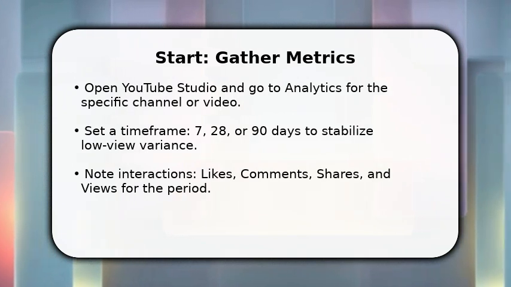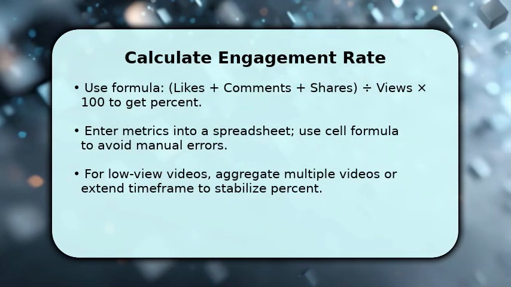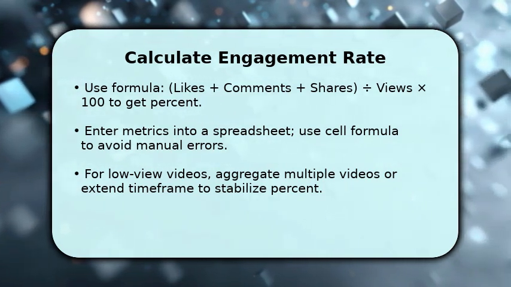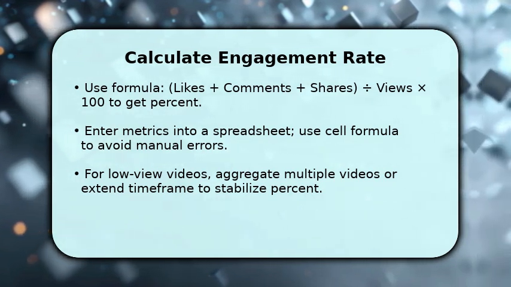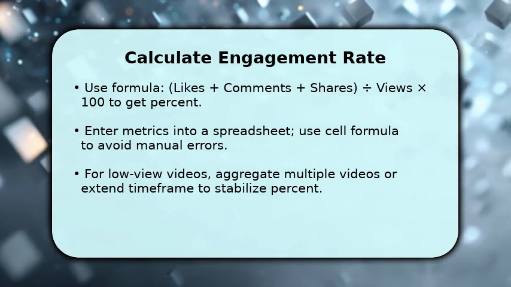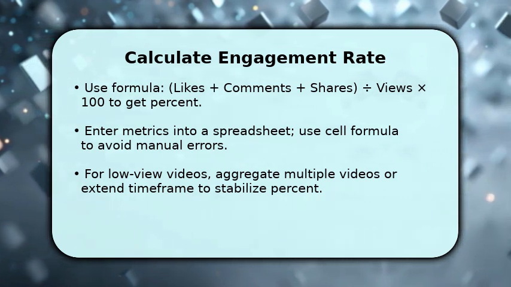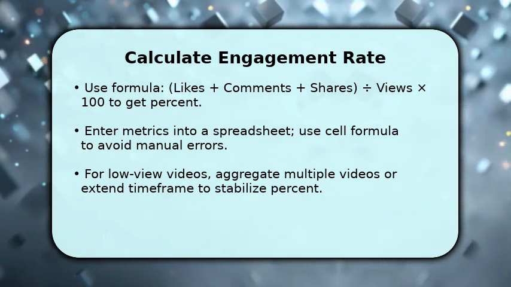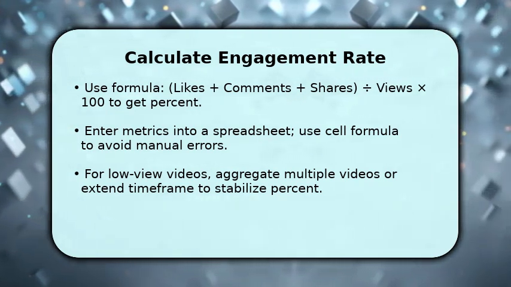Once you have the counts, plug them into the standard formula. Add likes, comments, and shares, divide by views, then multiply by 100 to express percent. Use a spreadsheet so you can paste numbers and copy a formula like =(B2+C2+D2)/E2*100. This avoids calculation mistakes and lets you test different time windows quickly. If you want nuance, compute per 100 views or compare to watch time. Both help explain why. Now interpret the percent.